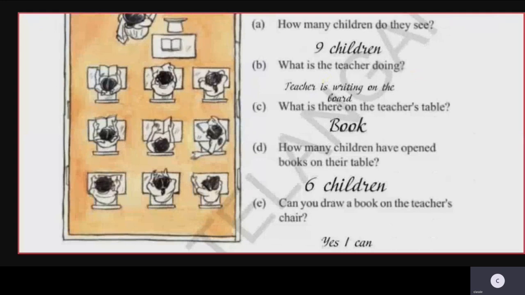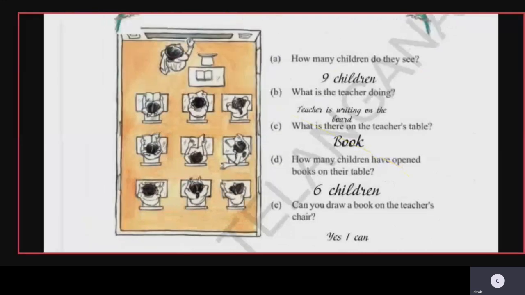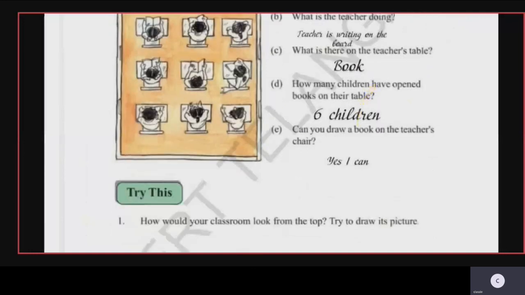So can you draw a diagram on the teacher's chair? Yes, I can. And also children, draw the diagram of a chair and a book on the teacher's chair. Okay, children, no need to do this activity. Try this activity here. Don't do it. Leave that question. Okay.